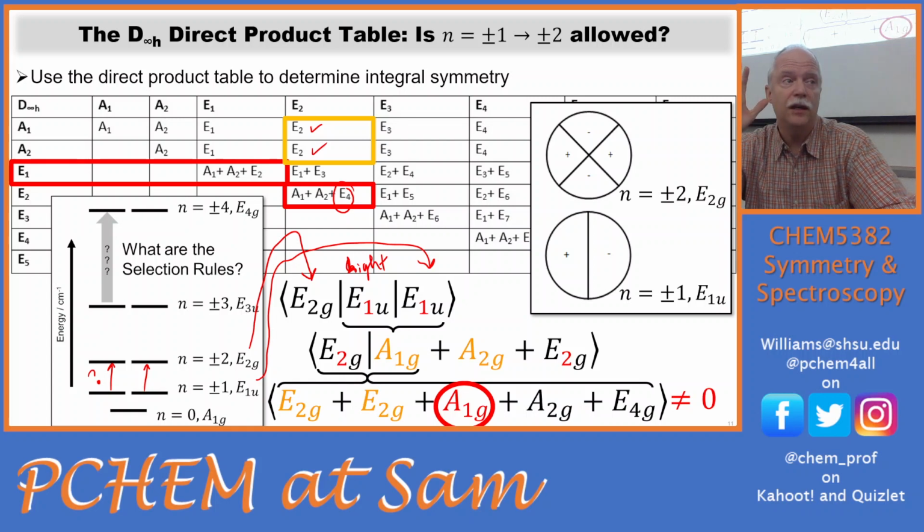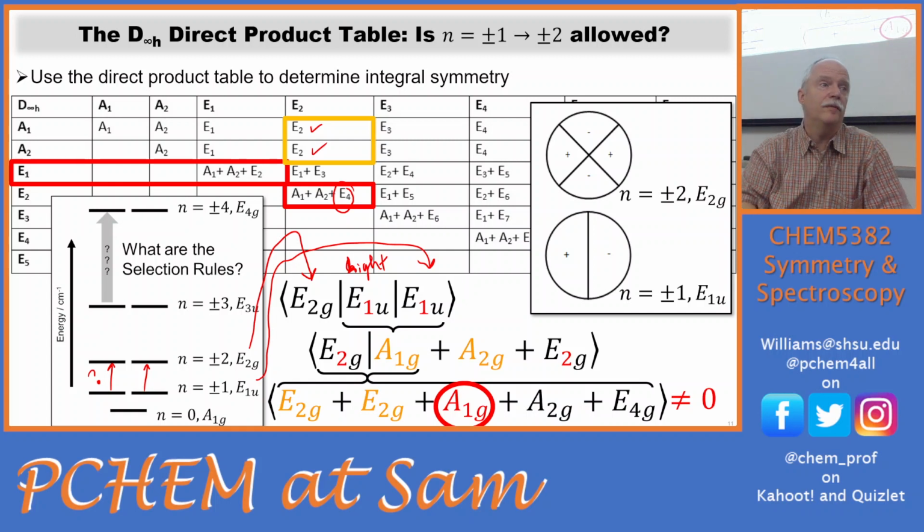I just want to make sure you ask questions, because a lot of folks will ask questions after class or on email, so ask now, because you should be able to reproduce this. If I say, show me the symmetry selection rules that show that this is an allowed transition, you should be able to do everything on this page if you're given the direct product table.